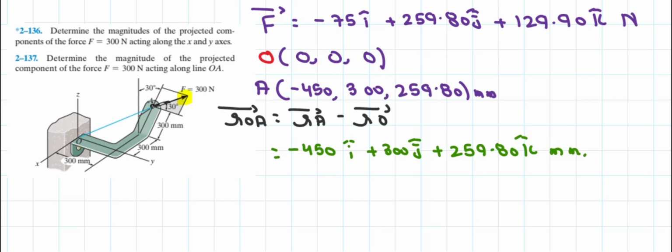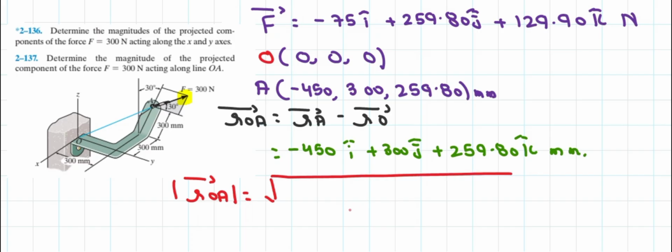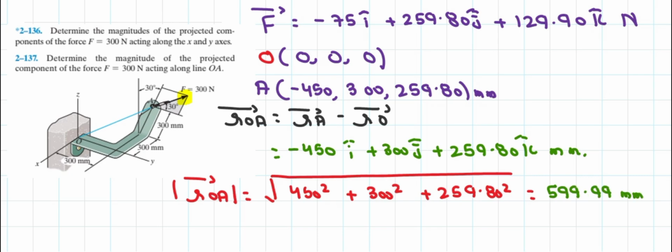Now let's find out its magnitude. The ROA magnitude is equal to under root x square plus y square plus z square. So x is the 450 square, y is the 300 square, and z is the 259.80 square. So grab the calculator, put the values into it and solve it for the magnitude of ROA. Now, the magnitude of ROA is nothing but 599.99 millimeter.